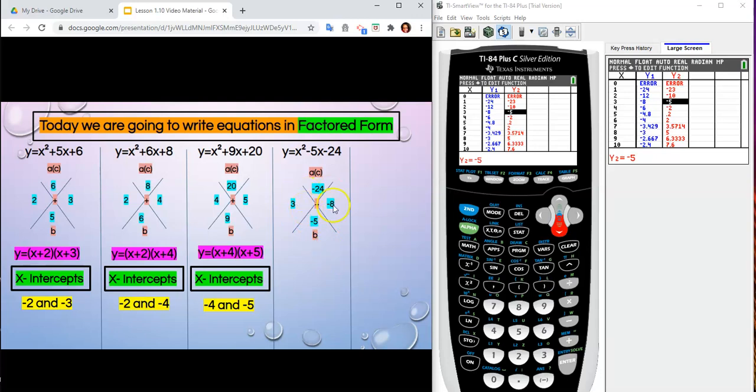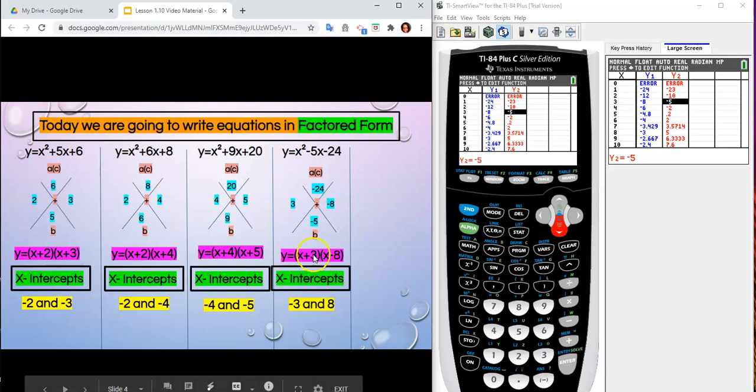So now, since I have my factors, I can go ahead and write this equation in factored form. So in factored form, I have y equals x plus 3 because it's a positive 3, and x minus 8 because this is a negative 8. And so my x-intercepts would be negative 3 and positive 8. Remember, when we're pulling the x-intercepts from the factored form, they're always the opposite.